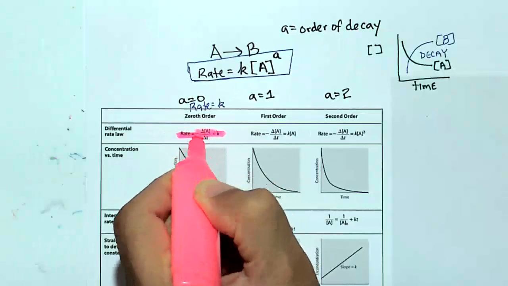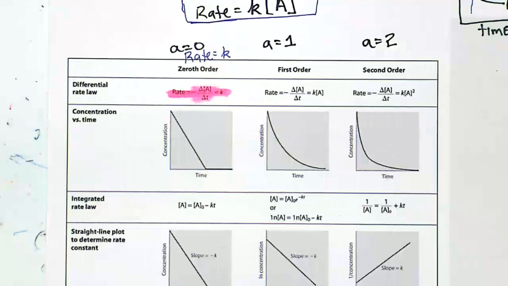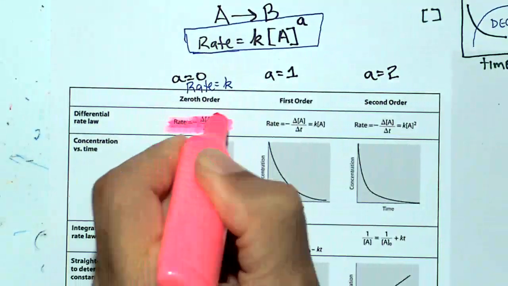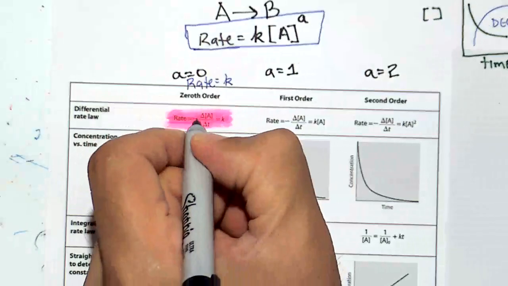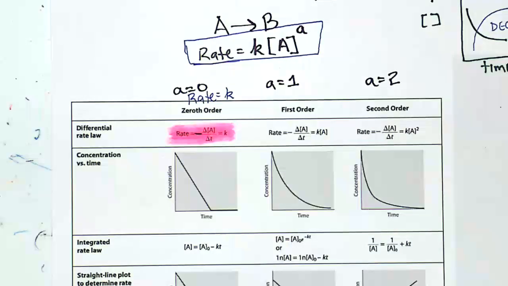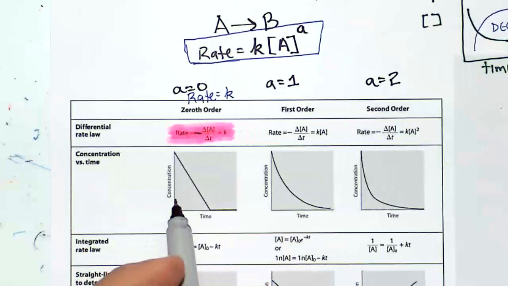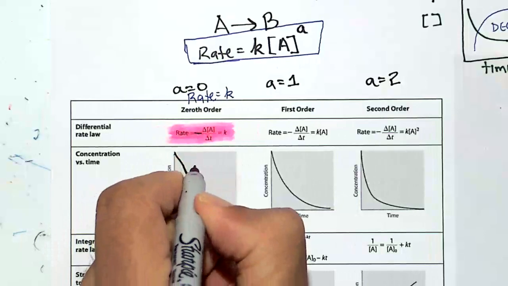The rate of change of A over time. So we're going to plot the rate of change of A over time. The minus sign, why is it minus? Because it's a reactant, and the reactant is going to go down. So we plot concentration over time, and it's just a linear drop.